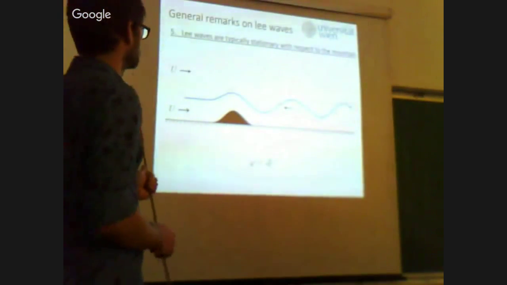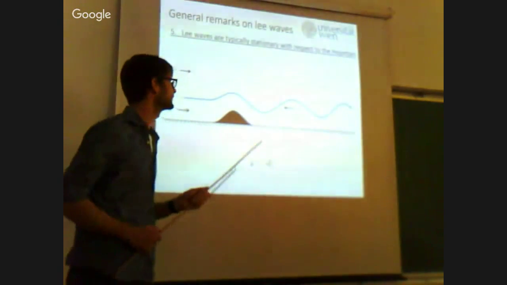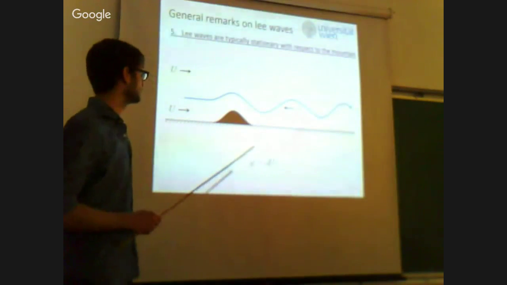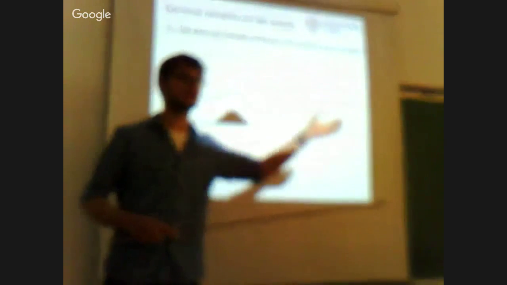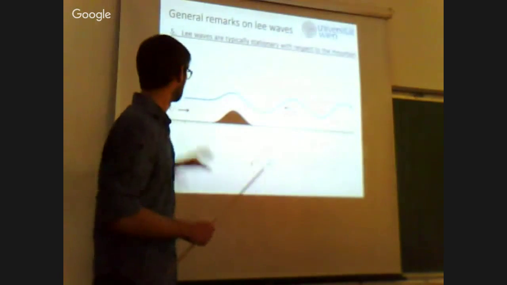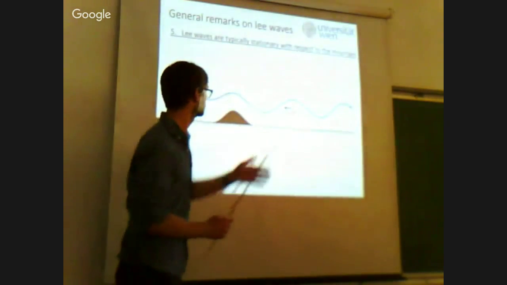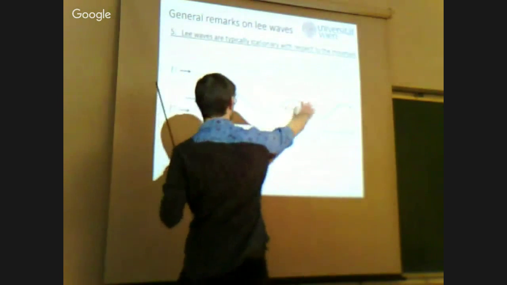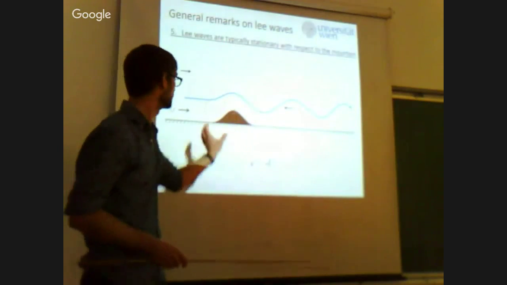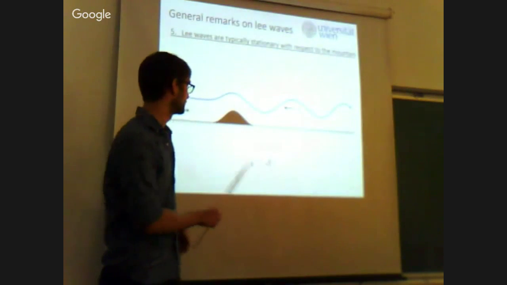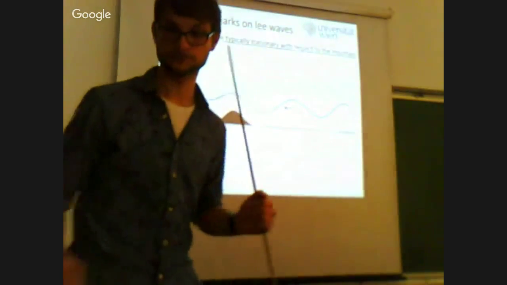And another important property is that Lee waves are typically stationary. That means that their phase speed is just opposite of the flow speed. So if flow is coming from one direction, the wave has to travel against the incoming flow at the same speed in order to stay where it is, and to stay attached to the mountain. So that's an important property.